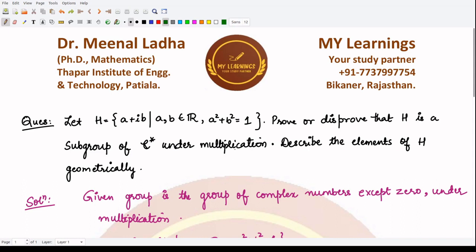obtain infinity. So here we are given this set H which consists of complex numbers of the kind A plus iota B, such that both A and B are members of R, such that A square plus B square is equal to 1. Correct? So here you either have to prove or disprove that H is a subgroup of this group of complex numbers under multiplication except the number 0.